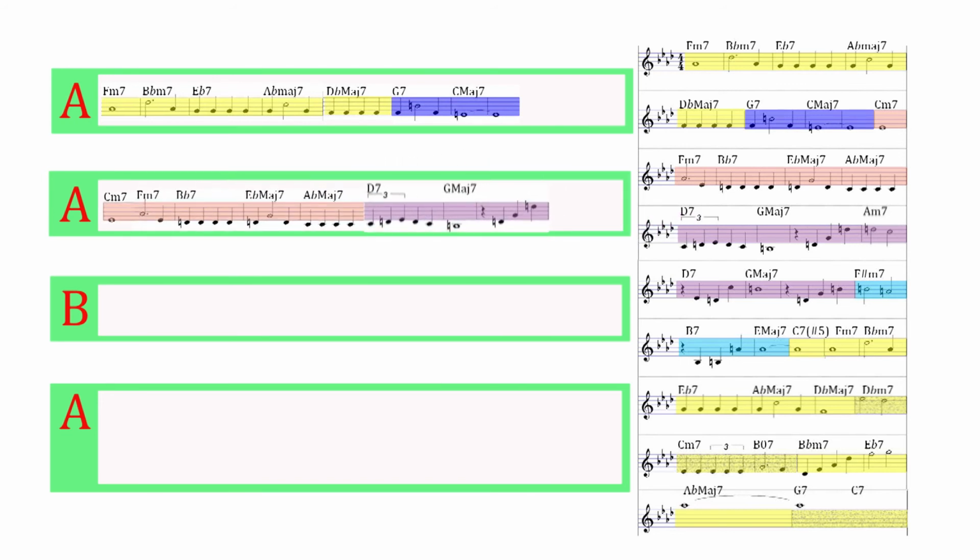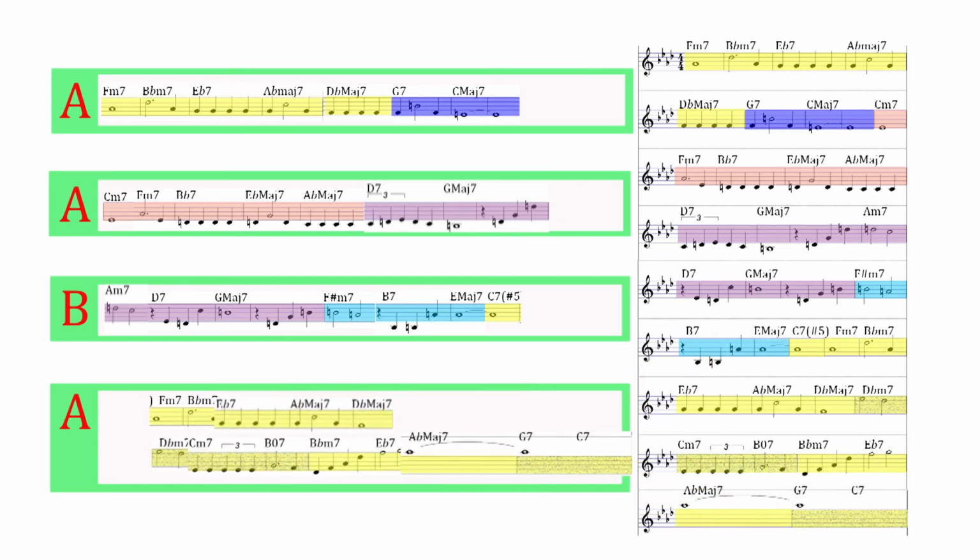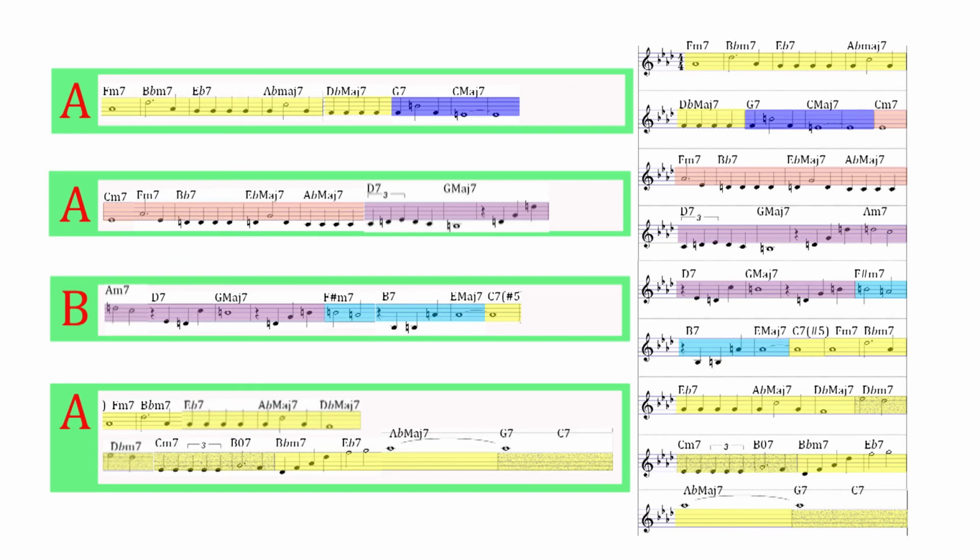Both sections have the pattern 6, 2, 5, 1, 4 in one key, then 5, 1 in another key. The bridge consists of two 2-5-1s in different keys, ending on the C7 sharp 5 to lead us back to the A section. In the song, the melody is different in the bridge, giving some contrast. Then the last section has the same first 5 bars as the first A section. It has the common jazz progression of 4 major 7, 4 minor 7, 3 minor 7 and flat 3 diminished 7, ending on a 2-5-1 with a turnaround G7, C7 to get us back to the start of the song.